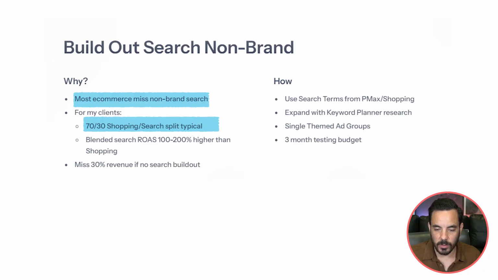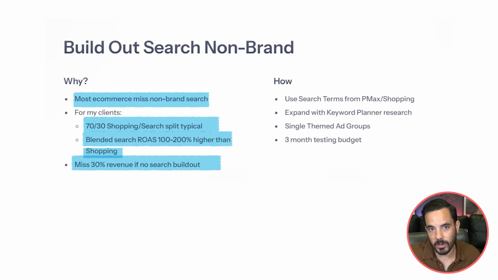Generally speaking, when we build out search non-brand campaigns or build out full search campaigns, brand and non-brand, what we see is a blended ROAS that's about 100 to 200% higher than in shopping. So if shopping's getting like 400% ROAS, we build out the search campaigns and it gets smaller volume, but we typically see it's going to get a 500 or a 600% ROAS. So it's profitable volume when you do this properly. And if you're not doing it, you're missing out on maybe 30% of revenue from Google Ads that you could be getting. So how to do it?